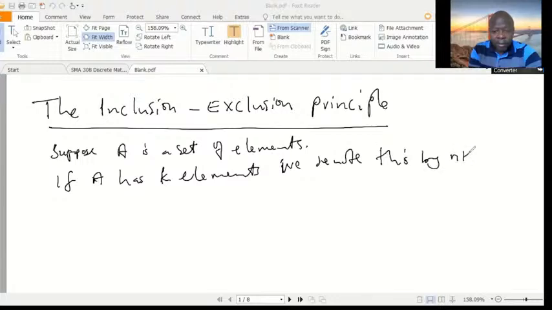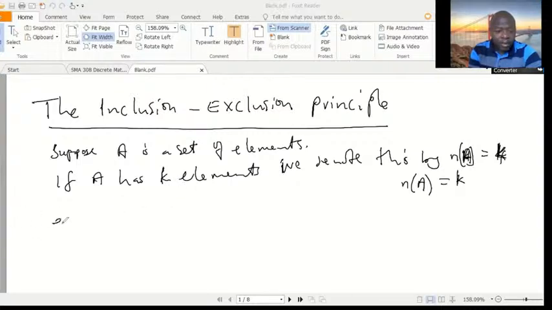If A has k elements, then I'll write that the number of elements in A is k. So that's how I want to be writing the number of elements in a set.